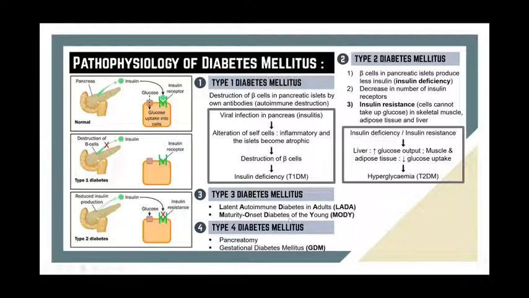MODY, or maturity onset diabetes of the young, is a rare case that refers to any of several hereditary forms of diabetes mellitus caused by mutation in an autosomal dominant gene disrupting insulin production. Pancreatectomy is the surgical removal of all or part of the pancreas. GDM refers to the diabetes that occurs in pregnant women.